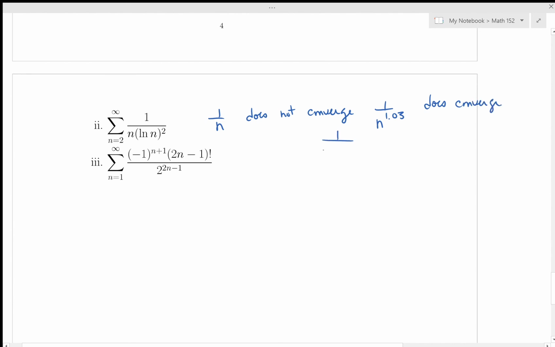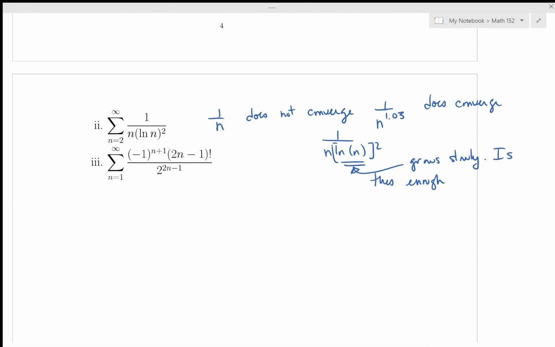I'm thinking here this grows slowly, and so I'm wondering, this one's not so easy for me to see. Is this enough? Is that log n squared enough extra growth in the denominator to drive this thing down to 0 fast enough so that I get convergence? And it is in fact true, but this here is a nice candidate.